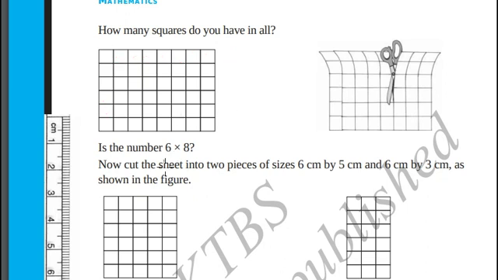Now let us cut this sheet into 2 pieces. One is 6 centimeter by 5 centimeter and the other is 6 centimeter by 3 centimeter. We have 6 rows and 5 columns, 6 times 5. The remaining piece after cutting has 6 rows and 3 columns.